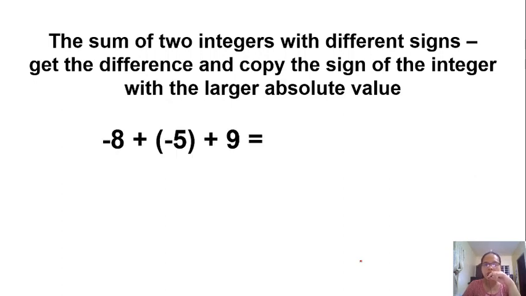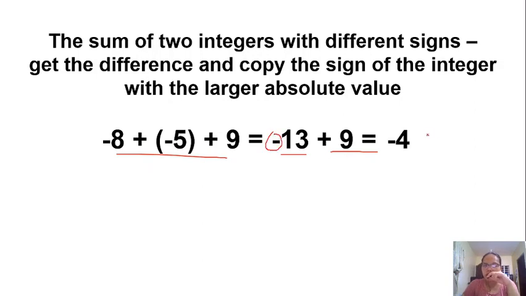How about if there are more than two addends? So you can regroup or you can group them. So you can add these 2 here first. Negative 8 plus negative 5 will give you negative 13 and then add it to 9. Since they have different signs, you get the difference. When you subtract 13 and 9, you'll get 4, right? And copy the sign of the number with a greater absolute value. That's why it's negative 4 here.